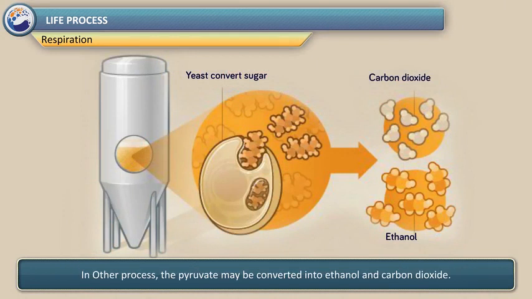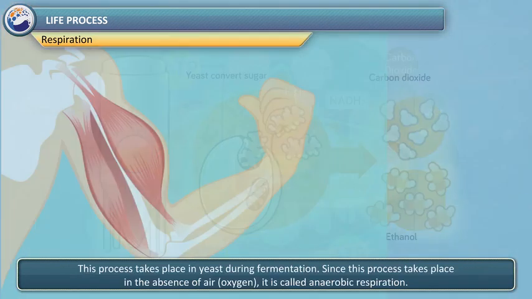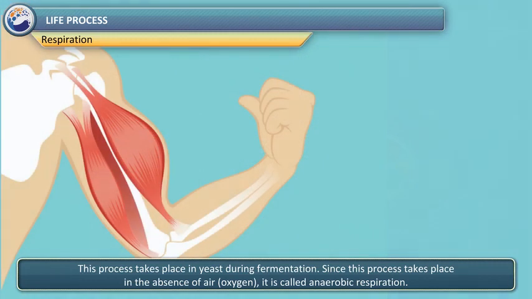In other process, the pyruvate may be converted into ethanol and carbon dioxide. This process takes place in yeast during fermentation. Since this process takes place in the absence of air, oxygen, it is called anaerobic respiration.